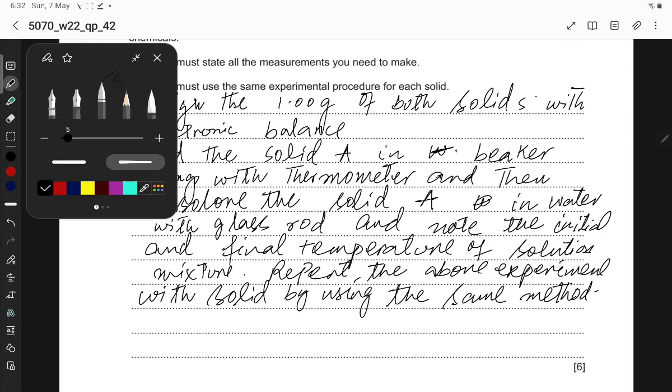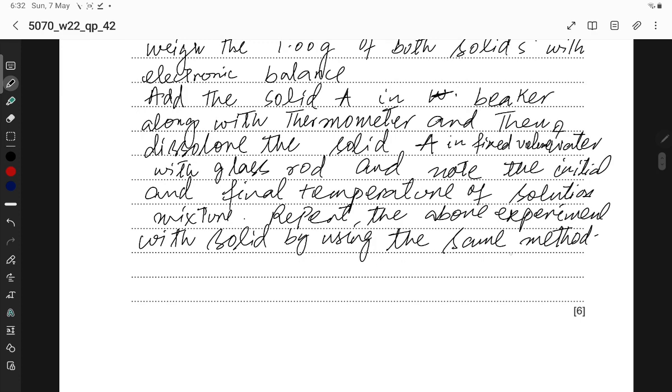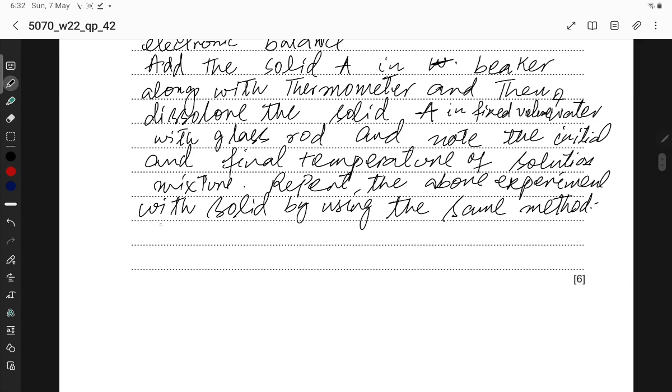Sorry, dissolve solid A in a fixed volume of water with a glass rod, by using the same method, and note the initial and final temperature.